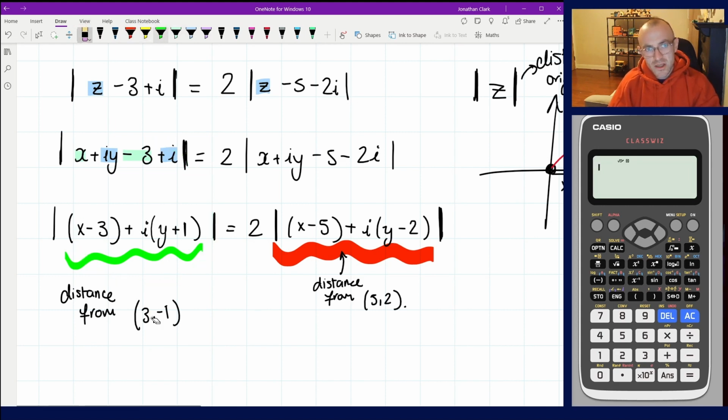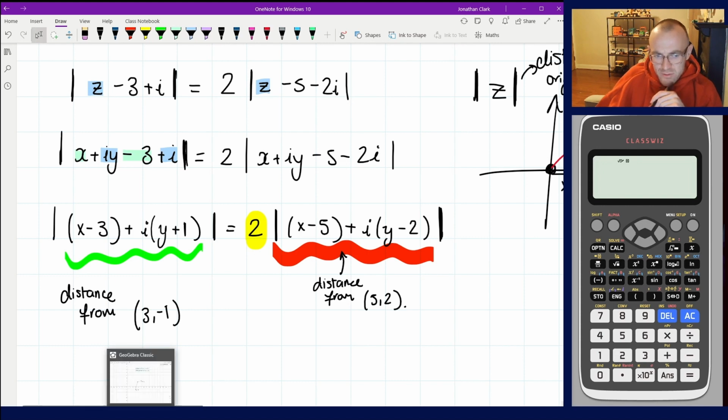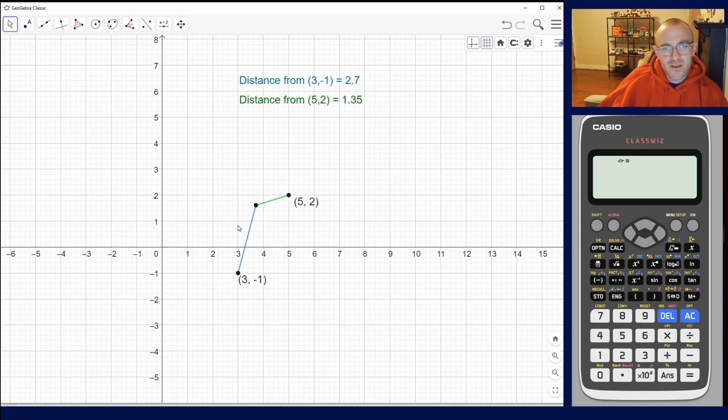And this equation says that the distance on the left-hand side, the one in green, should be 2 lots of the other distance. Okay, so the distance from the thing underlined in green should be twice the distance of the thing underlined in red. And I've made a quick diagram to show what this looks like because it's weird. It's an abstract thing that we're looking at here.